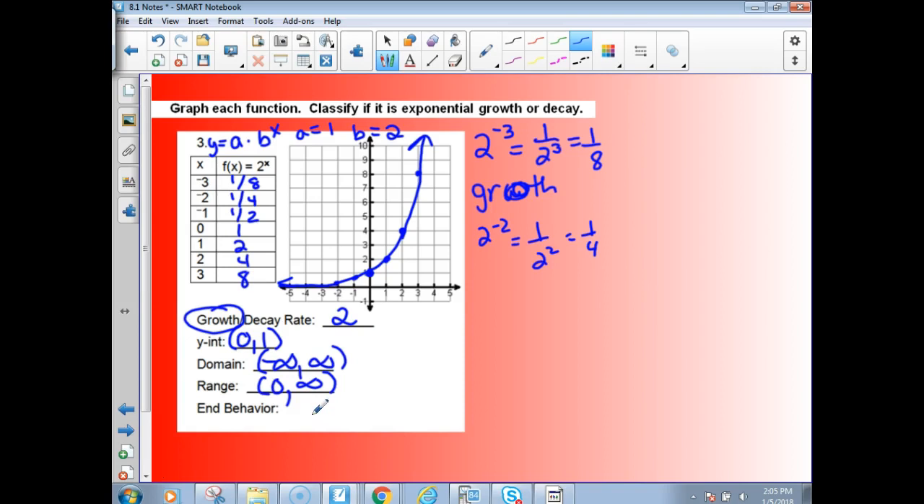Now, end behavior, which we discussed in polynomial functions, is a little different here. What is the left side arrow actually trying to get to? What y value is it getting closer and closer to? 0. So f of x is approaching 0 as x approaches negative infinity. It's trying and trying and trying to get to the x-axis, but never quite does.